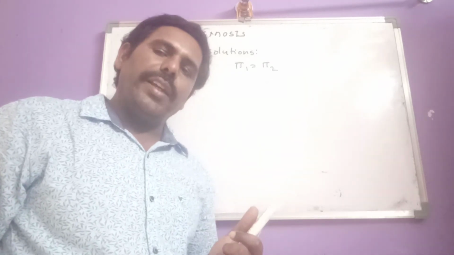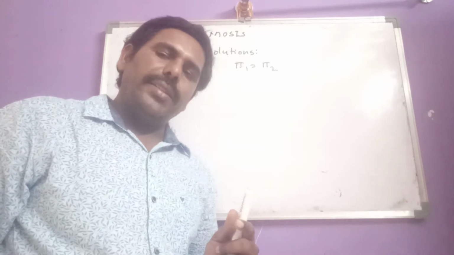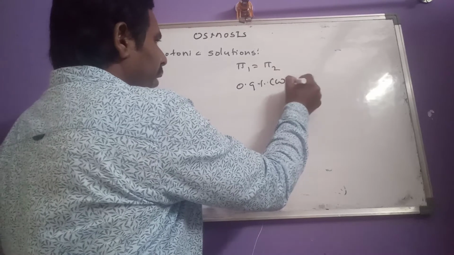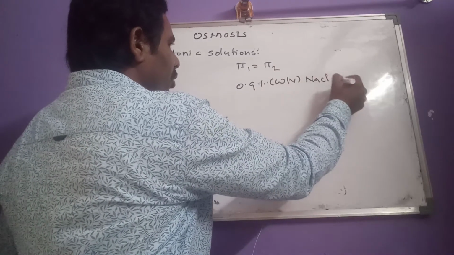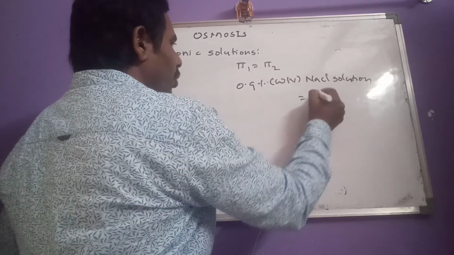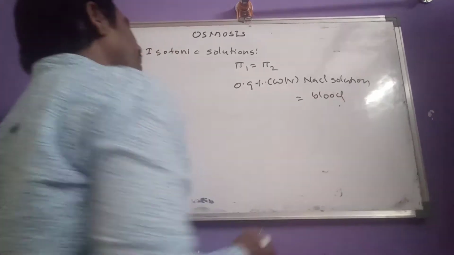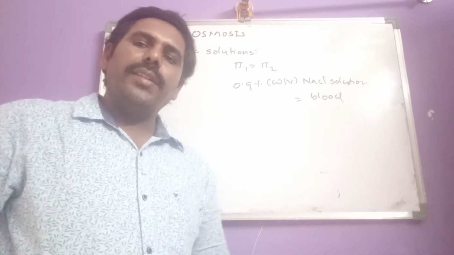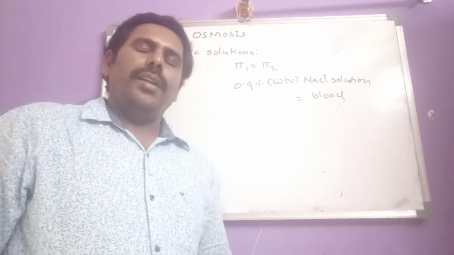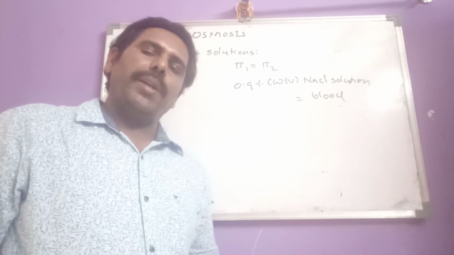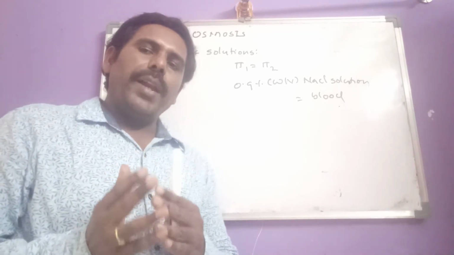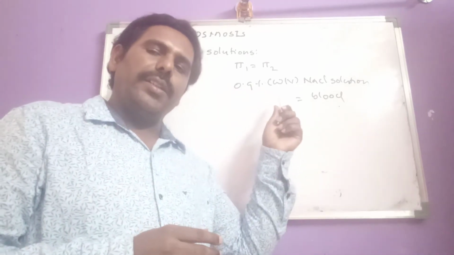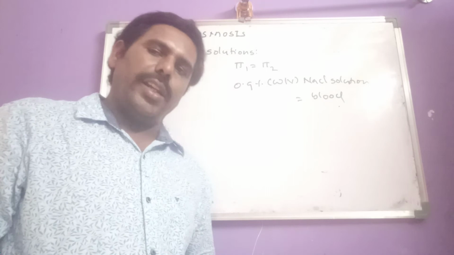What is an example here? Saline means 0.9% W by V NaCl solution is isotonic with human blood. 0.9% W by V NaCl aqueous solution is isotonic with human blood. So here the blood osmotic pressure is equal to that of 0.9% W by V NaCl solution.